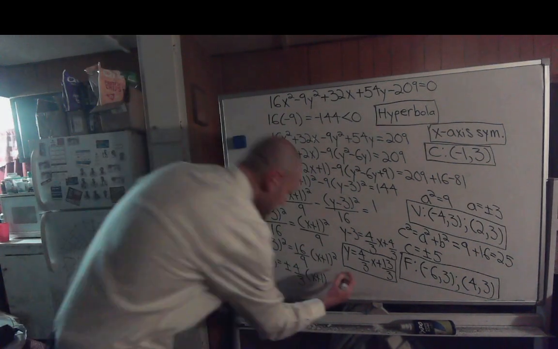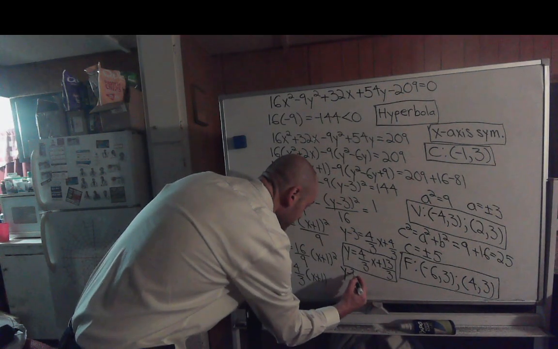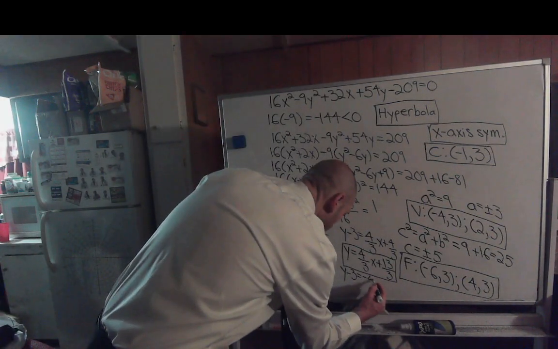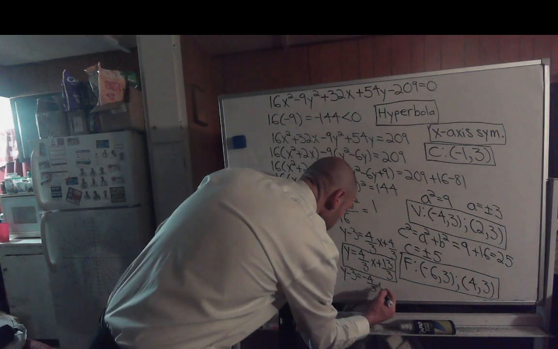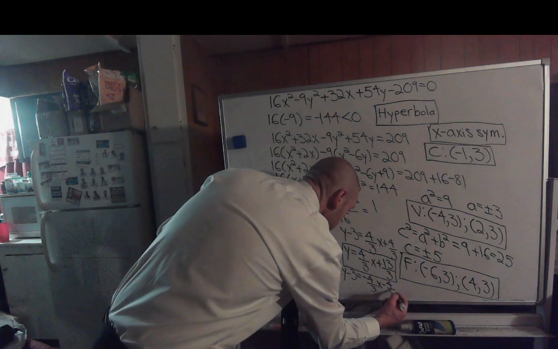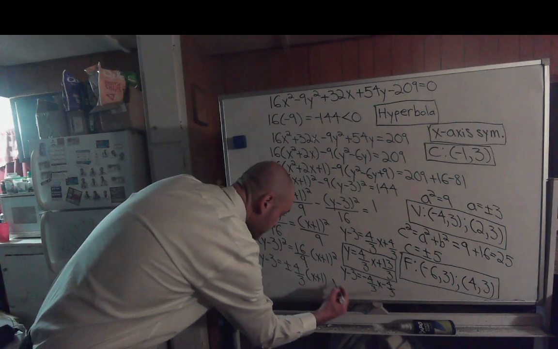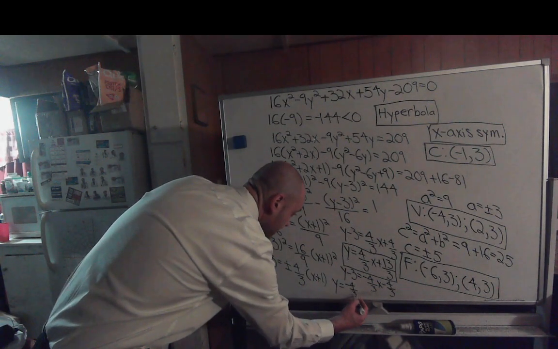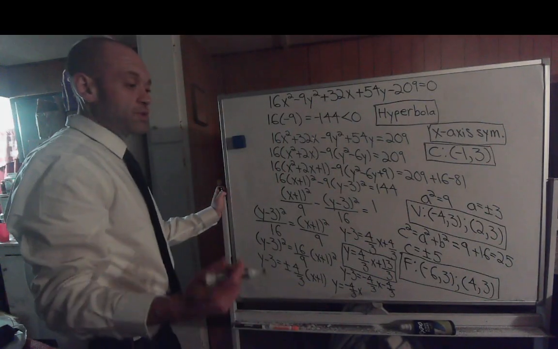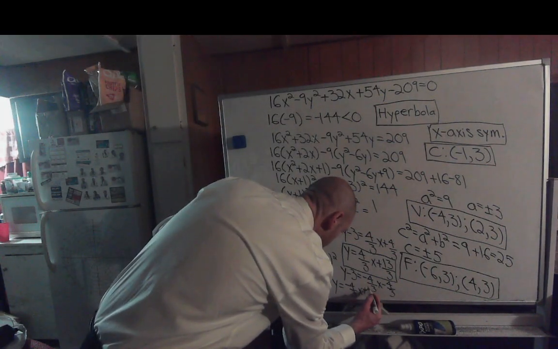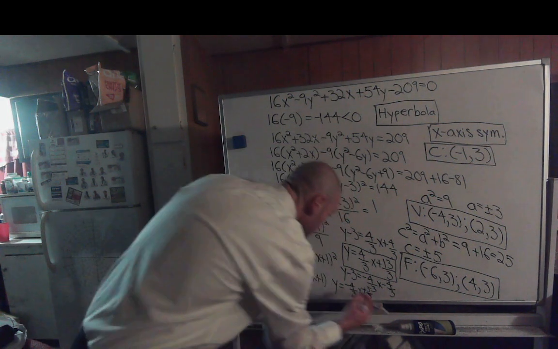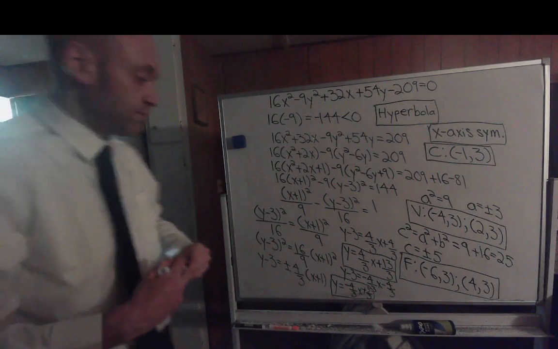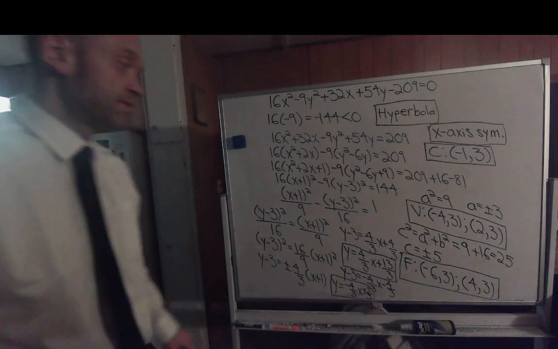I still have a second asymptote. So y minus 3, if I take negative 4/3, I end up getting negative 4/3 x minus 4/3. That would give me my final asymptote at y equals negative 4/3 x. Negative 4/3 plus 9/3, that'd be plus 5/3. So my second asymptote for this hyperbola would be y equals negative 4/3 x plus 5/3.